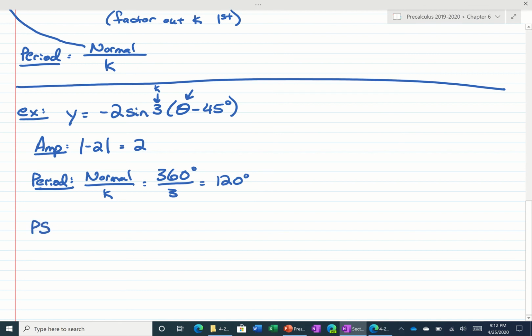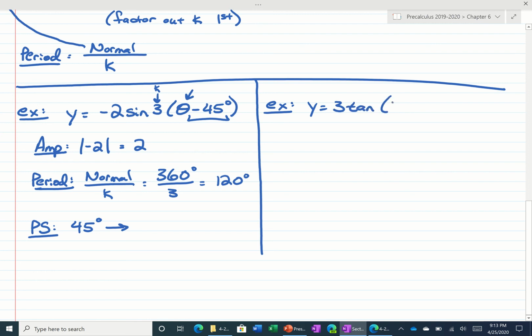And then the last one is the phase shift. And theta is by itself, so it looks like this graph is going to be 45 degrees to the right. That's how you do a problem like that. What about something like this? If it was y is equal to 3 times the tangent of 2 theta plus 90 degrees. The first thing we should do is always make sure theta is by itself. It's not by itself, so the way we get it by itself is we could factor out the 2 from the inside.